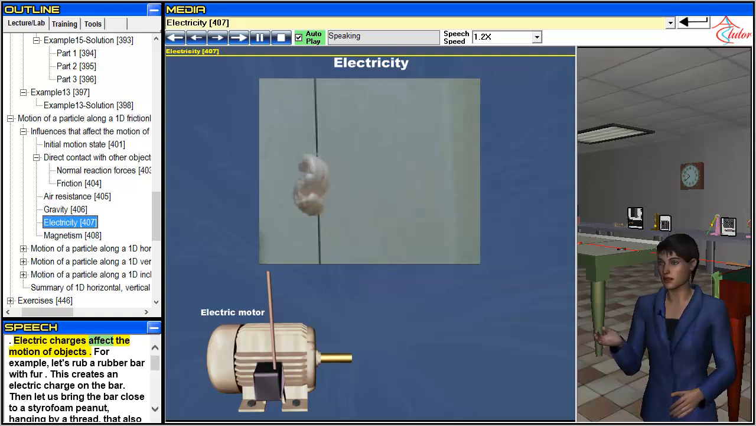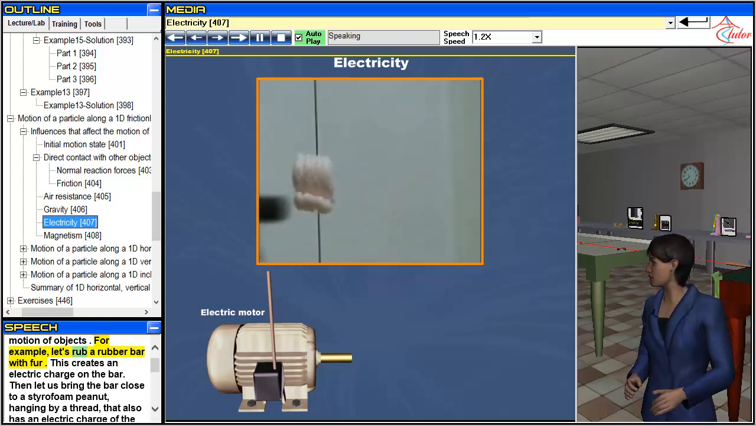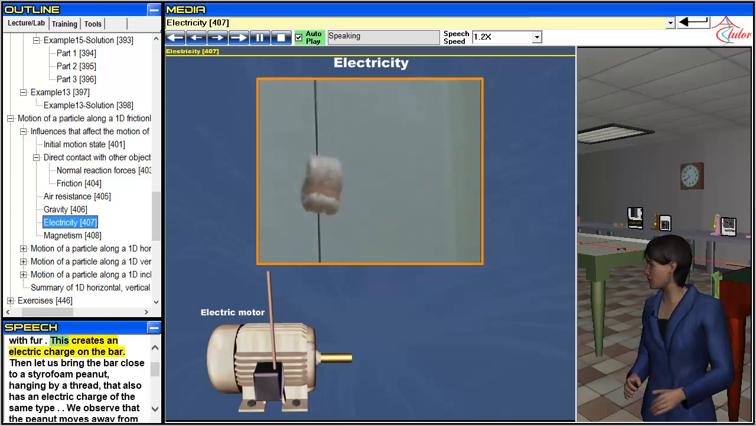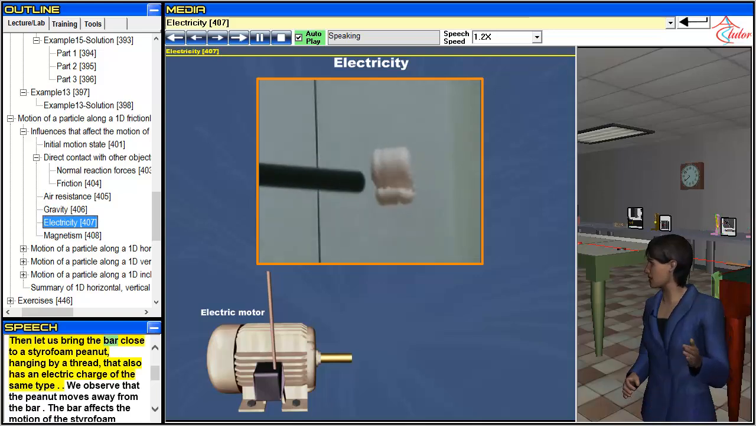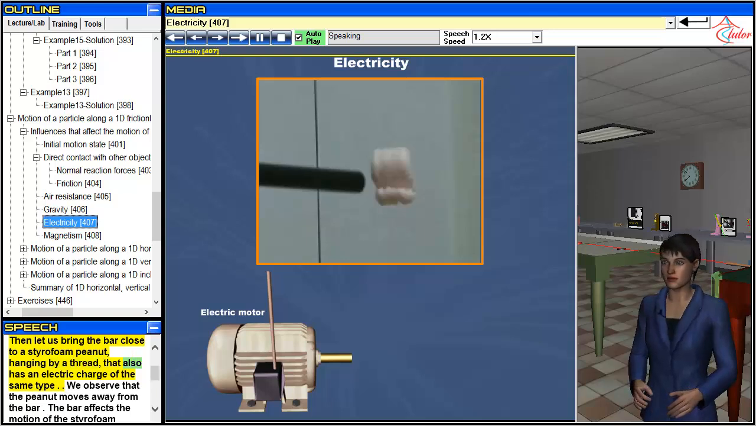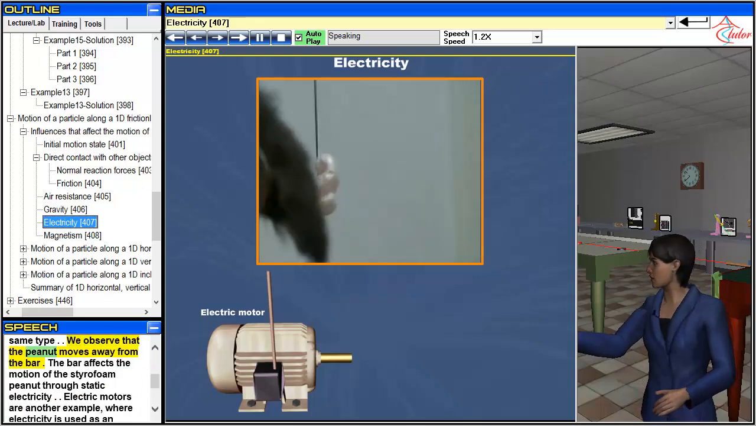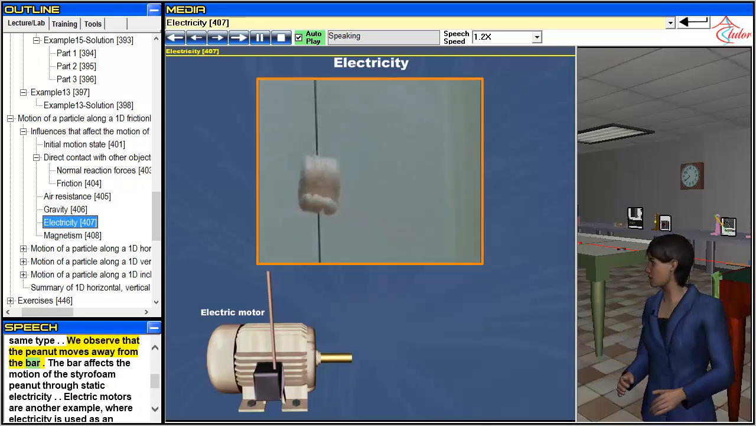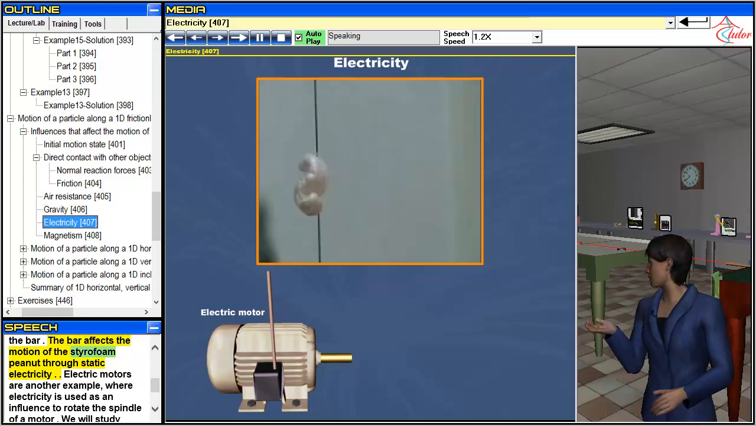Electric charges affect the motion of objects. For example, let's rub a rubber bar with fur. This creates an electric charge on the bar. Then let us bring the bar close to a styrofoam peanut, hanging by a thread, that also has an electric charge of the same type. We observe that the peanut moves away from the bar. The bar affects the motion of the styrofoam peanut through static electricity.